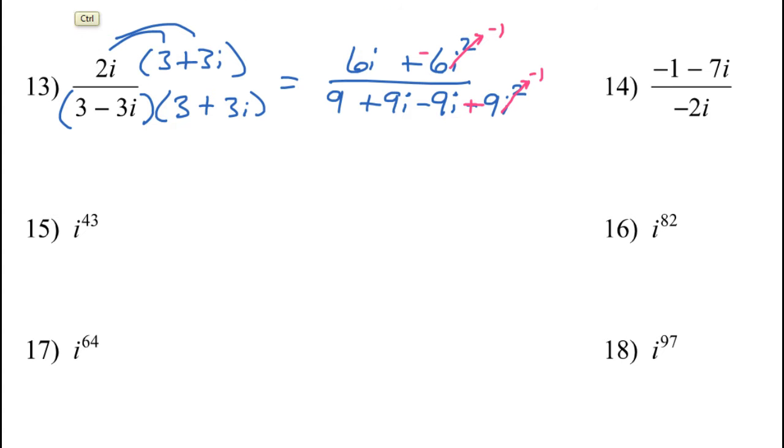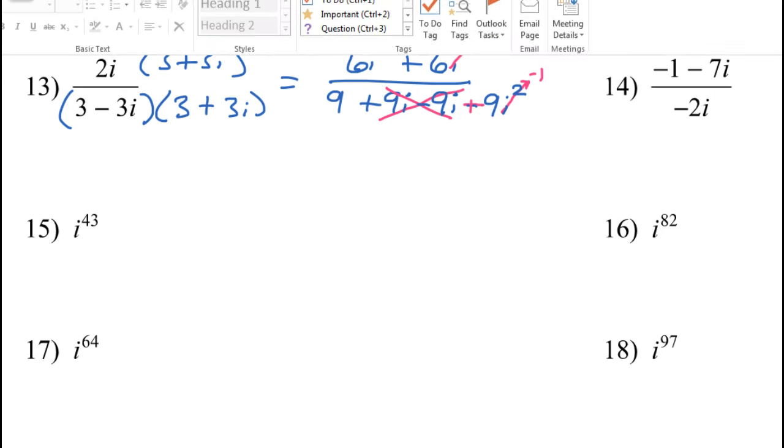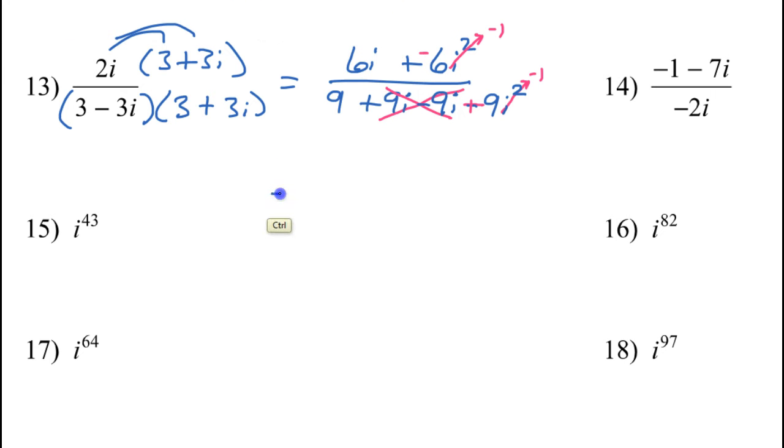Oh, wait, one more thing. Also, the positive 9i and the negative 9i will cancel each other out. So, when all the dust clears, what we have is this negative 6, which I will now put in front. So, negative 6 plus 6i. Then down here we have 9 plus 9, so that's 18.